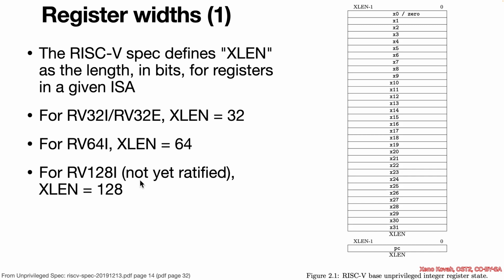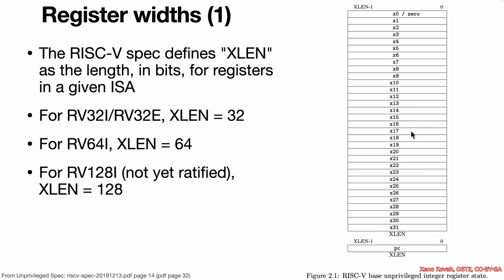Now, RISC-V has this notion of an XLEN as the length in bits for registers for a given ISA. So for RV32I and 32E, the XLEN is 32. So if you're compiling for those base ISAs, then these registers will all be 32 bits wide. If you're compiling for RV64I, the XLEN will be 64, and for RV128I, the XLEN is 128.